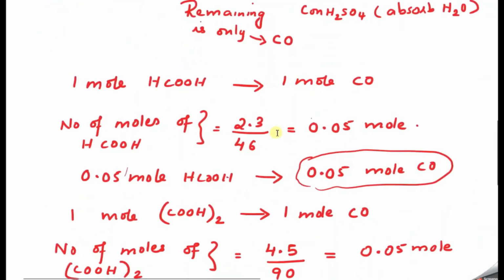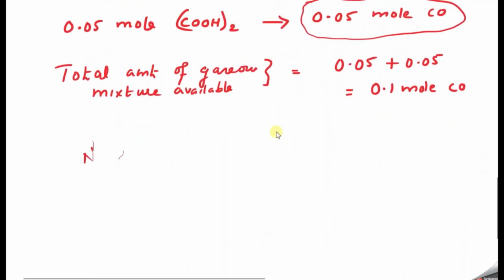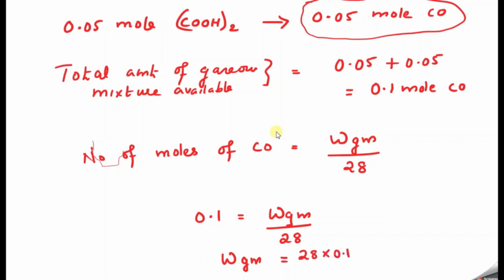So how can you do that? We know the formula: number of moles of carbon monoxide is equal to weight in gram of carbon monoxide divided by molecular mass. Molecular mass means 12 plus 16, that is 28. Number of moles we know is 0.1. So weight in gram divided by 28. So weight in gram of carbon monoxide left behind is 28 into 0.1, that is 2.8 gram.